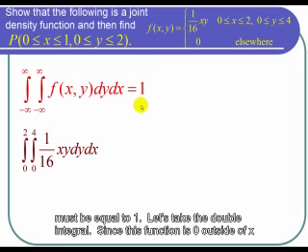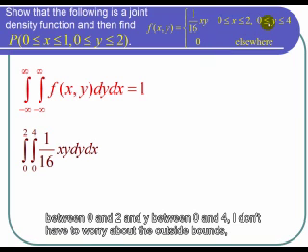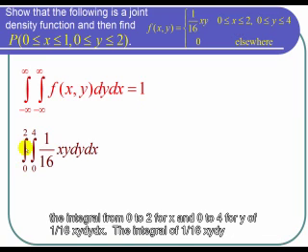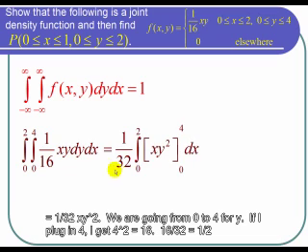So let's take the double integral. Since the function is 0 outside of x between 0 and 2 and y between 0 and 4, I don't have to worry about the outside bounds because those are just 0 and they won't contribute to the double integral. So instead, I just take the integral from 0 to 2 for x and 0 to 4 for y of 1/16 xy dy dx. The integral of 1/16 xy dy is equal to 1/32 xy squared. And we're going from 0 to 4 for y. And if I plug in 4, I get 4 squared is 16. The 16 over 32 is a half.